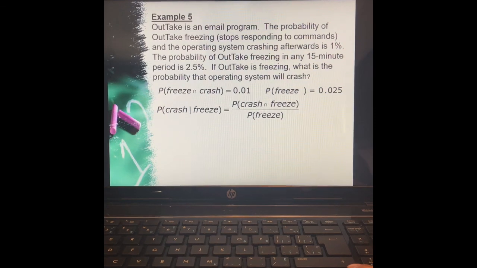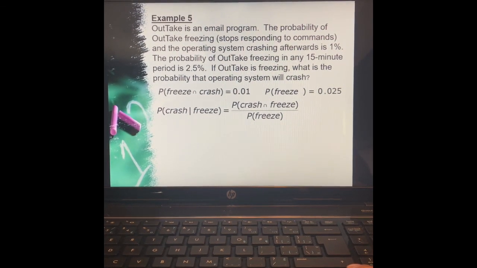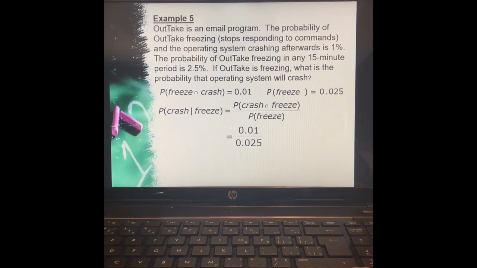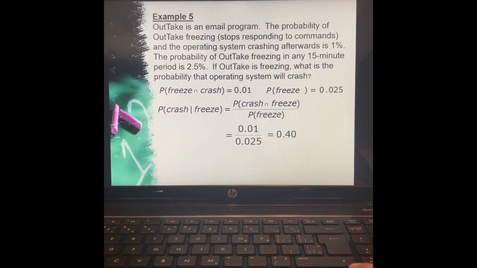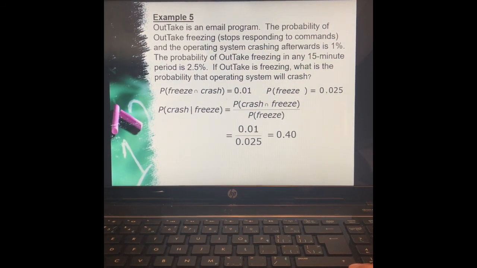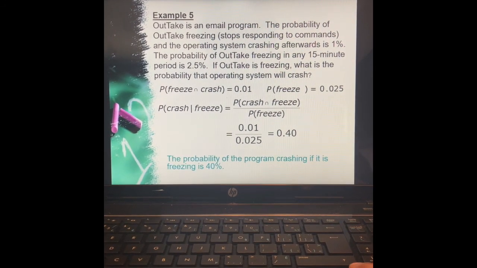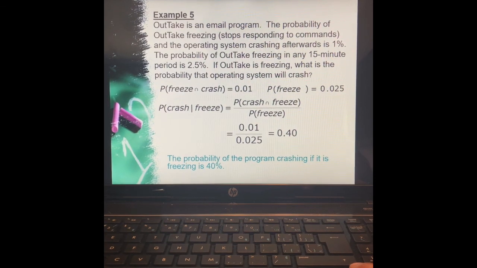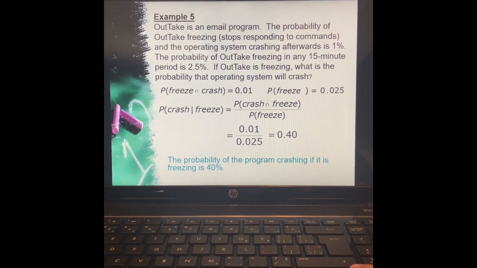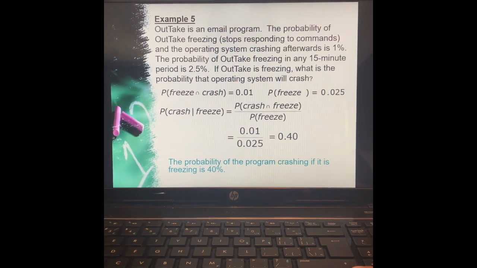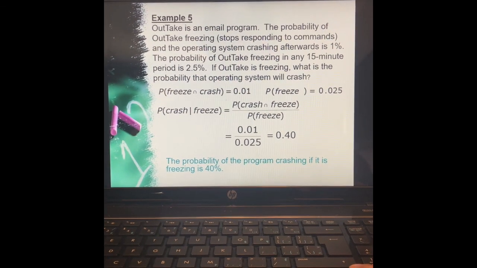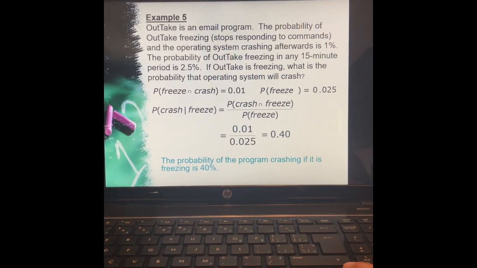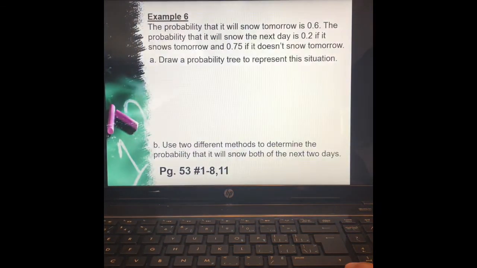So filling in your values, crash and freeze is 0.01, freeze is 0.025, and you get your answer. There's a 40% chance. If it's already frozen, there's a 40% chance that it's going to crash. And there, just following the formula makes it nice and easy.